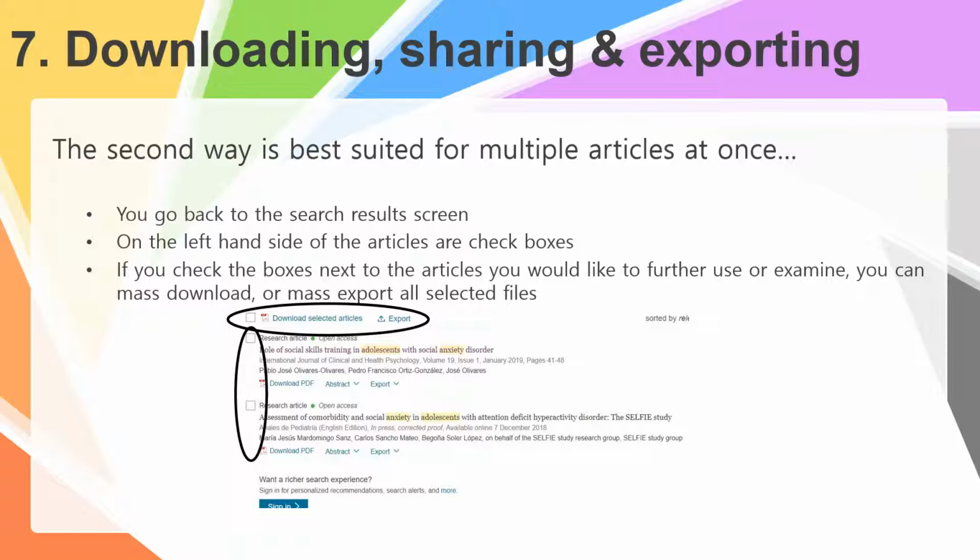So go back to the search results screen. On the left-hand side of the articles are checkboxes. If you check the boxes next to the articles you would like to further use or examine, you can mass download or mass export all selected files.